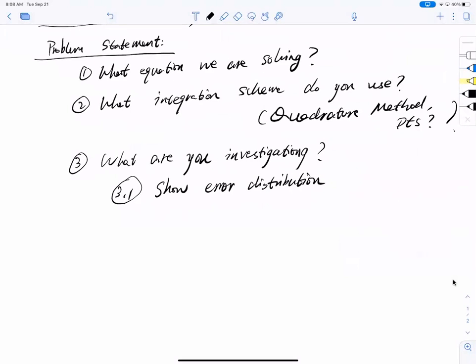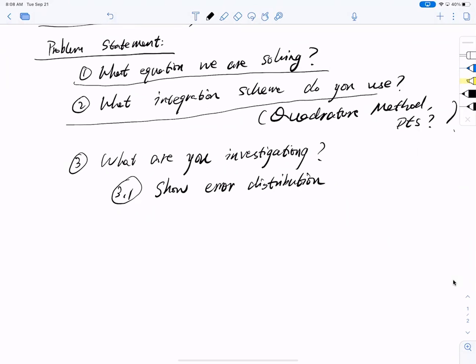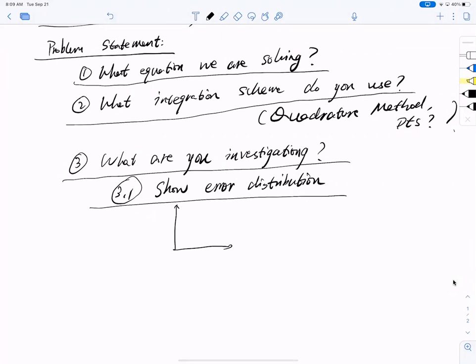Sure. So first thing is what equation are we solving? My grammar can be mistaken, so sometimes help me correct it. And what integration scheme do we use? All right. And then 3.1, this is to show error distribution, right? Then Alfred, and for the rest of the folks, all those plots should be here.